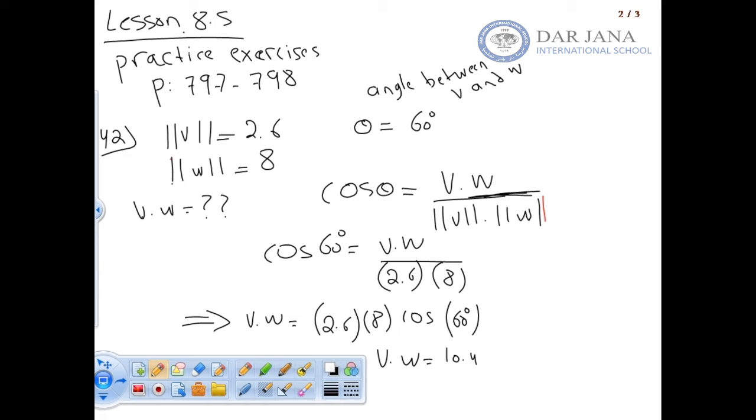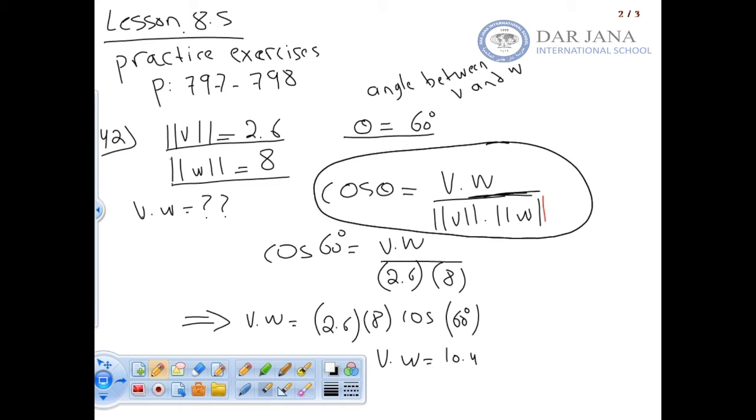Starting with number 42. Given the magnitude of V is 2.6, the magnitude of W is 8, and the angle between V and W is 60 degrees, we need to find V dot W. Using the formula cosine theta equals V dot W over magnitude of V times magnitude of W, we substitute 60 for theta, 2.6 for magnitude of V, 8 for magnitude of W, and then we cross multiply. V dot W will be 10.4.